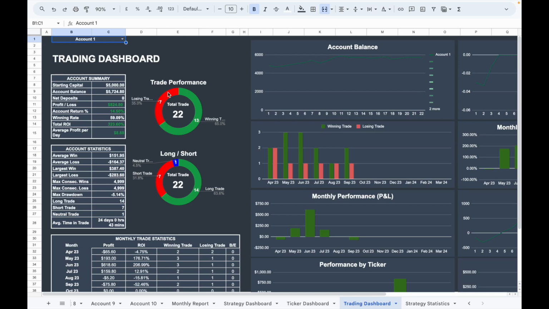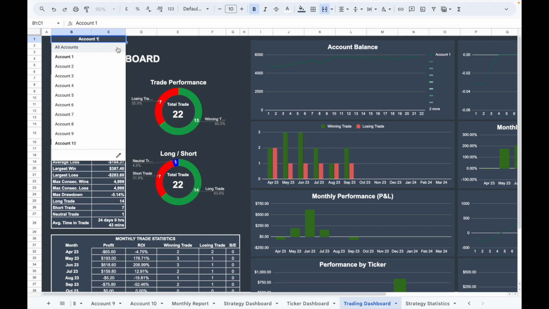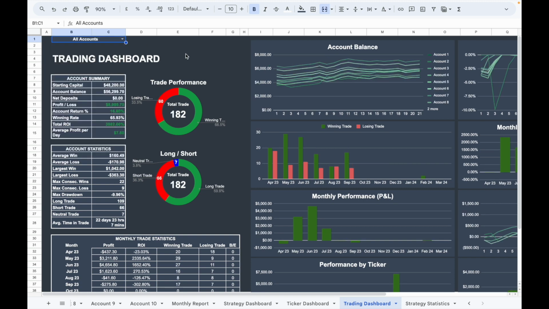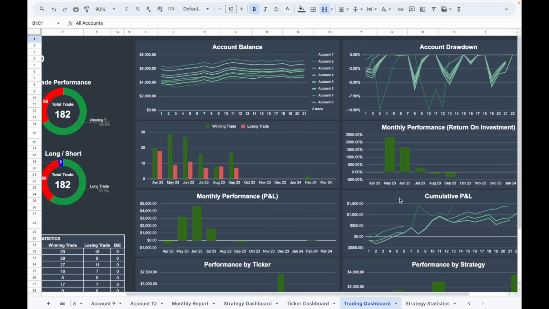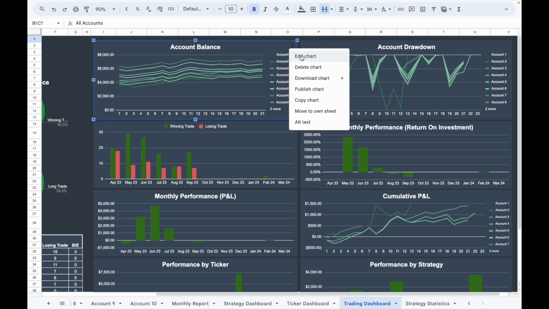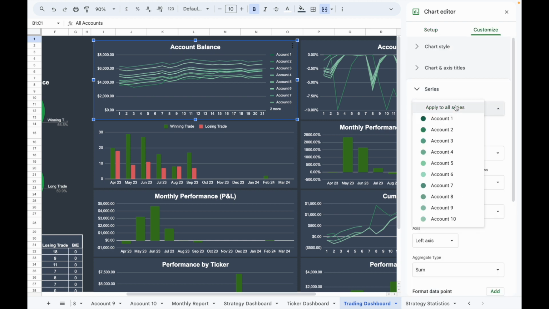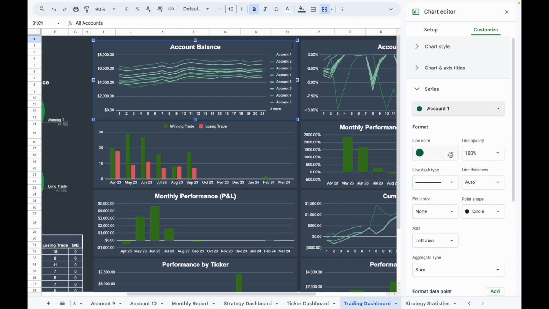It also shows 12-month trade statistics such as monthly profit, return on investment, winning trade, losing trade, and break-even trade. If you select all accounts from the drop-down list, the graph on the account balance, account drawdown, and cumulative P&L will show graph of individual account. You can customize the color of each individual account. Go to Edit Chart, Customize, go to Series, and select the account name and change the color of the graph.